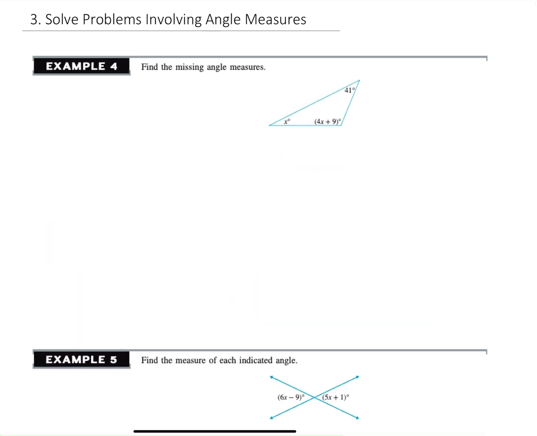Okay, let's look at a few involving angle measures of triangles. And these have some special properties. So in example 4, it's asking us to find the missing angle measures. And they show us these 3 angle measures. And one thing we need to know is that the angles within a triangle always add up to 180 degrees.